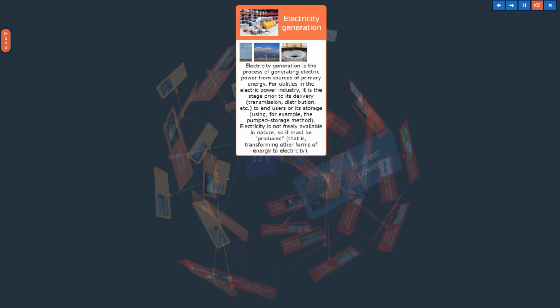Electricity generation. Electricity generation is the process of generating electric power from sources of primary energy. For utilities in the electric power industry, it is the stage prior to its delivery, transmission, distribution, etc. to end users or its storage using, for example, the pumped storage method. Electricity is not freely available in nature, so it must be produced, that is, transforming other forms of energy to electricity.